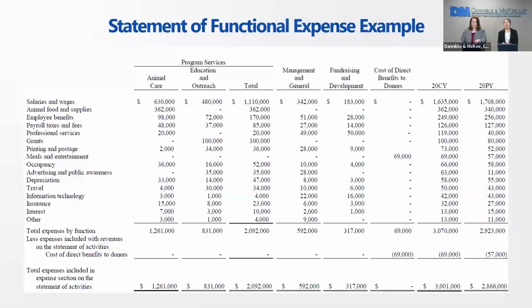Here we have an example of what your statement of functional expense may look like. So in this case, you can see the natural classification that Peggy was talking about. So when we say natural classification, we're talking about what actually is the expense. So like we mentioned, salaries and wages. Other items in here might be meals and entertainment, occupancy.